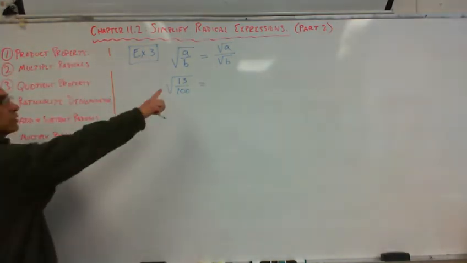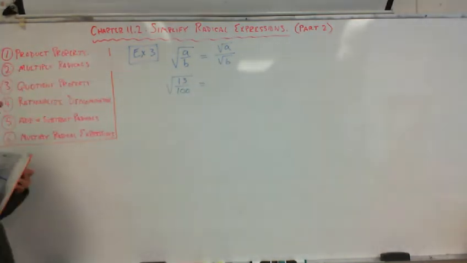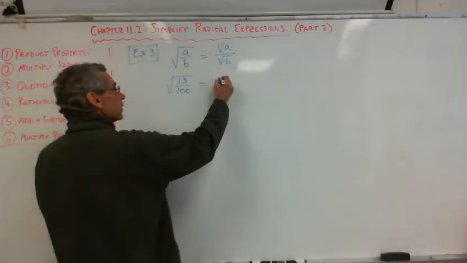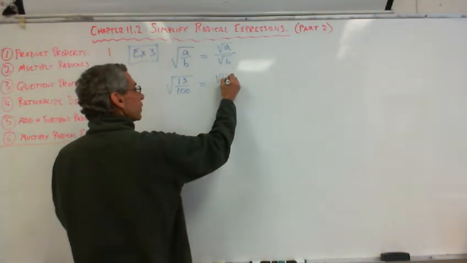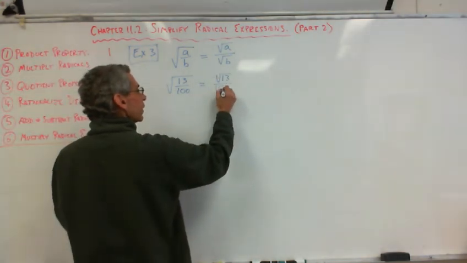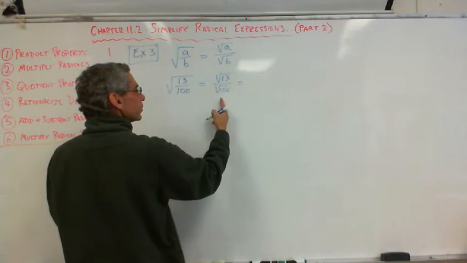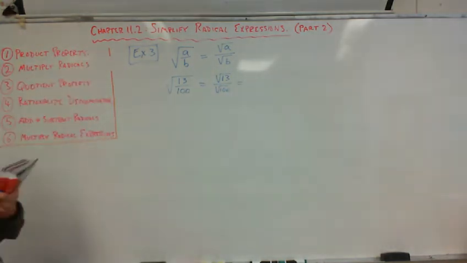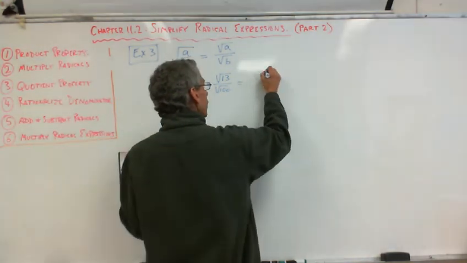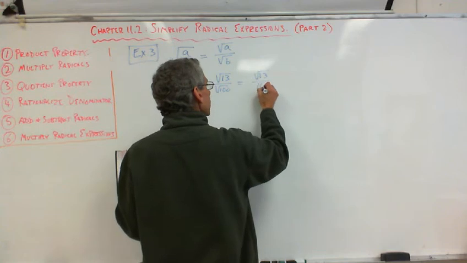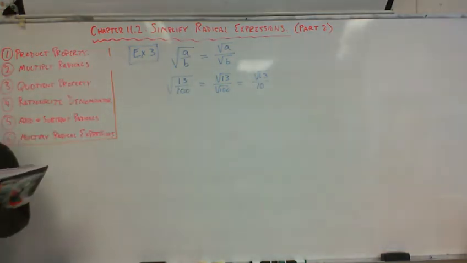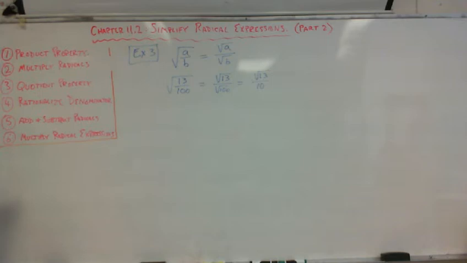So if I use this property here, the quotient property, I could then say that equals the square root of 13 over the square root of 100. But what's the square root of 100? 10. So my answer is the square root of 13 over 10. Make sense? That's the final answer.